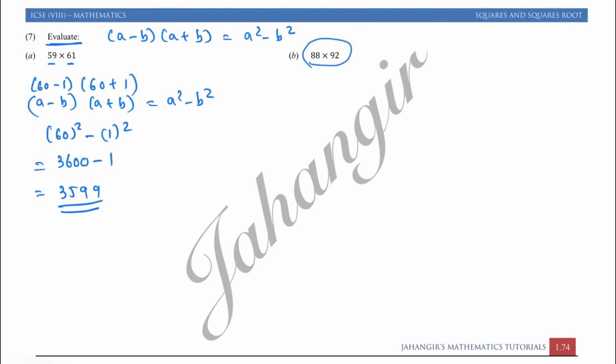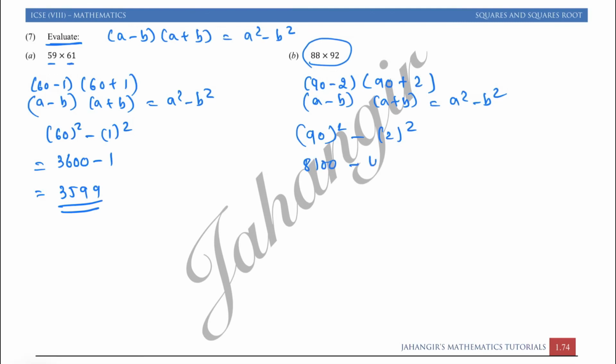You cannot multiply directly. If you are multiplying, you are getting the same answer but no marks for that. Here if you see 88 and 92, so here 90 minus 2 and 90 plus 2, any round figure. It's very simple to predict. So again it's in the same pattern, a minus b, a plus b. So you can write it as a square minus b square. For that we can take 90 minus 2 and 90 plus 2 as 90 square minus 2 square. So 90 square is 8100 minus 4. Subtract and you will get 8096. So easily we had calculated.